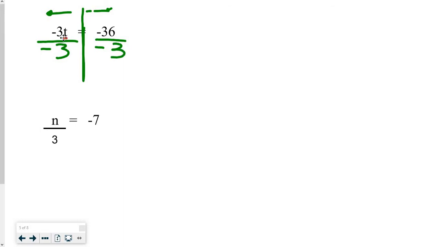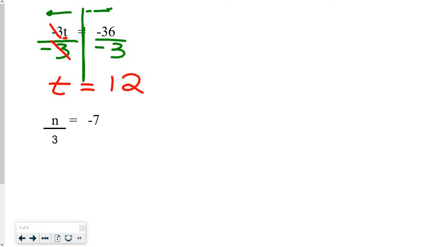Negative 3 divided by negative 3, those 3's cancel out. So what we're left with is t equals negative 36 divided by negative 3. Two negatives divided equals 12, because two negatives make a positive.